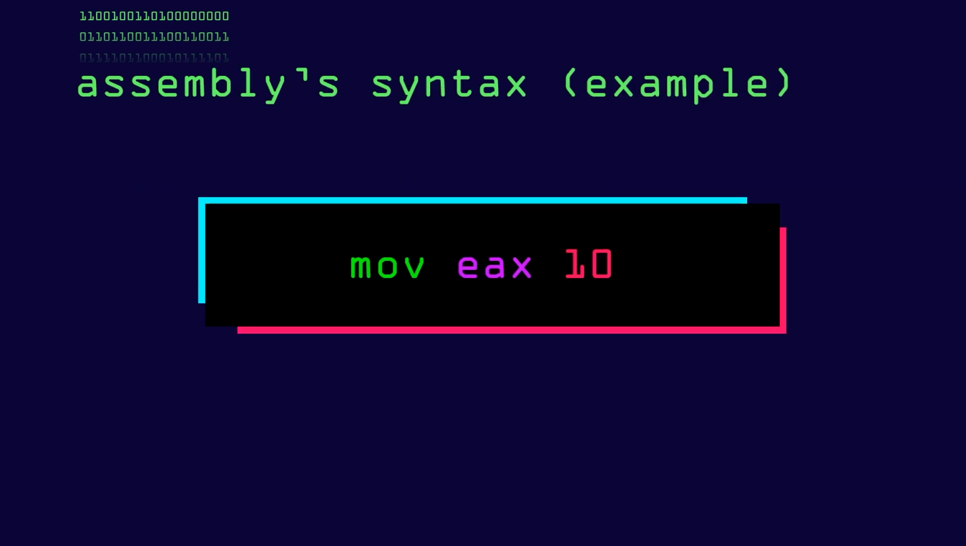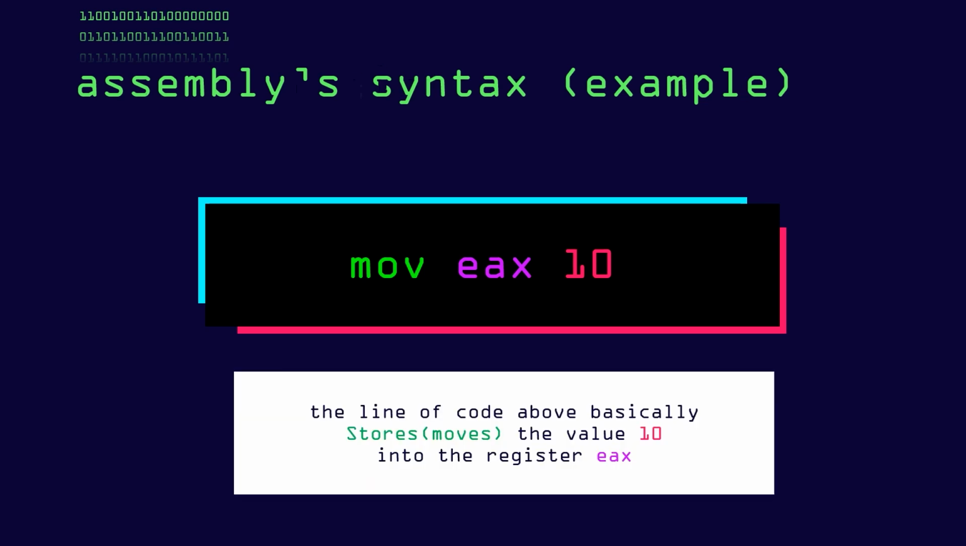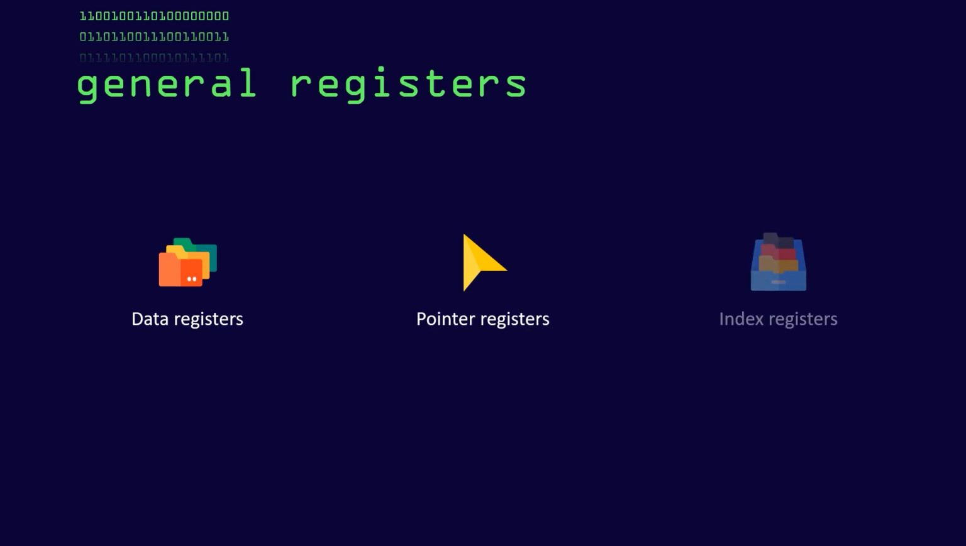And here you have an example of a statement just saying that the value 10 is to be moved or stored in the register EAX. For general registers, we have data registers, pointer registers, and index. Data registers will hold and manipulate data during program execution. The pointer registers just hold a memory address of a specific location in the computer's memory. And the index just facilitates efficient access to elements in arrays or data structures in memory.